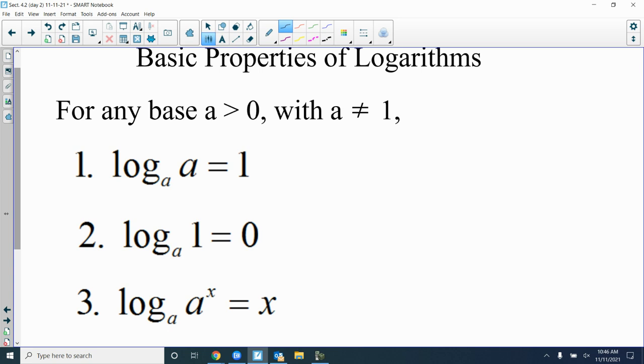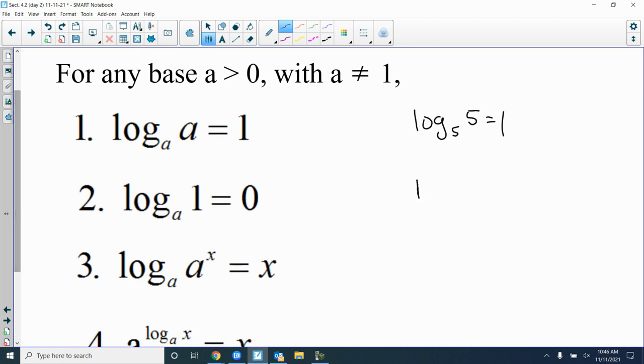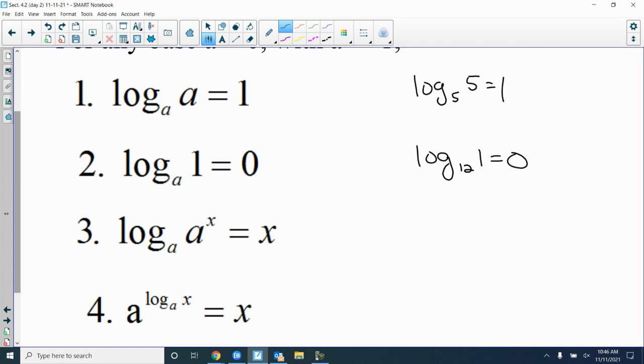I'll just do a quick example beside it. If you need to write it down, fine. If not, fine. But that just means log base 5 of 5 equals 1, like we just did. Log base A of 1, any base, equals 0. Log base 12 of 1 equals 0, because 12 to the 0 equals 1. If the base on the log matches the base in the exponent, you're just going to be left with that x. So log base 7 of 7 to the x will equal x.